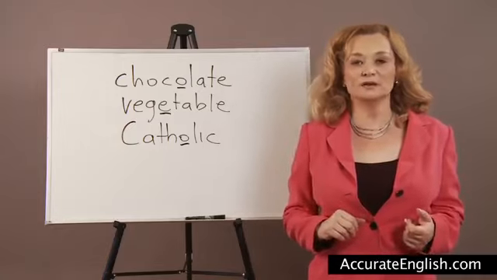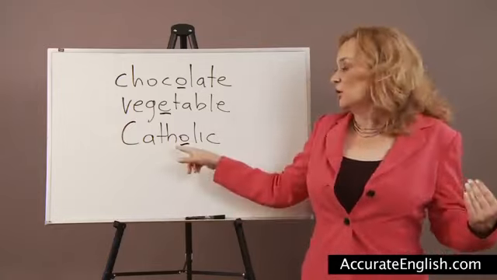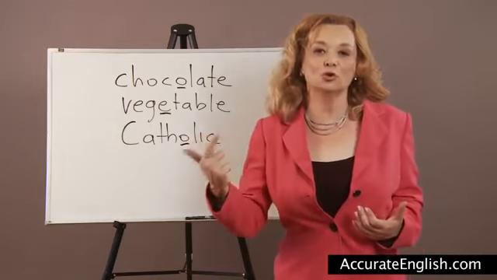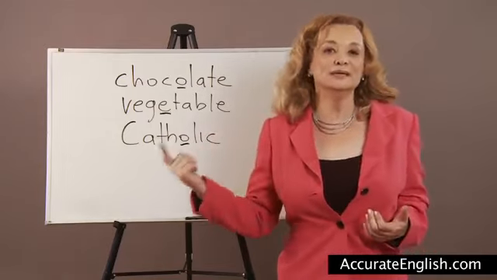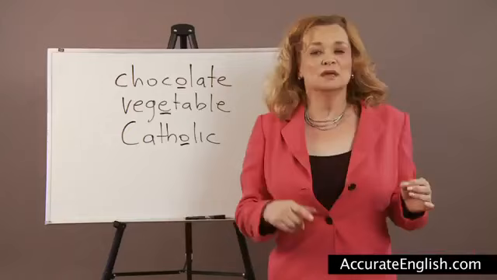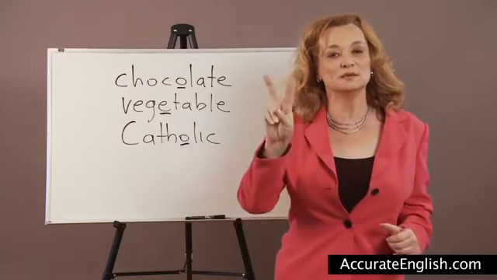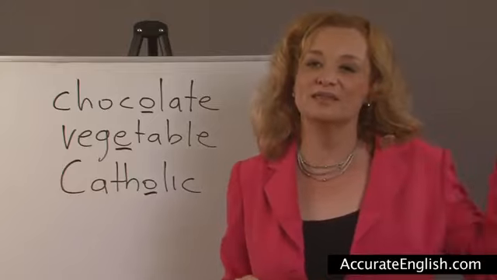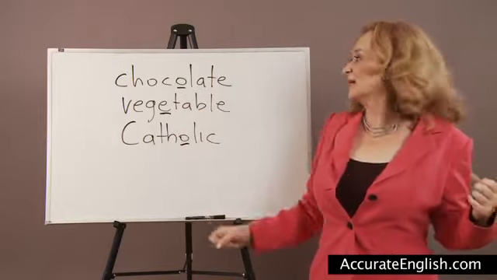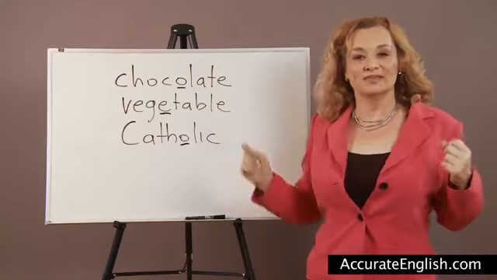I have heard it pronounced many different ways by my students, and in other languages the O is definitely pronounced. So it might sound like catholic or catholique or catholico, but the O is always pronounced in those languages. In English, the O disappears and it's only 2 syllables and it sounds like this: Catholic, Catholic. So let's repeat these 3 words again: chocolate, vegetable, Catholic.